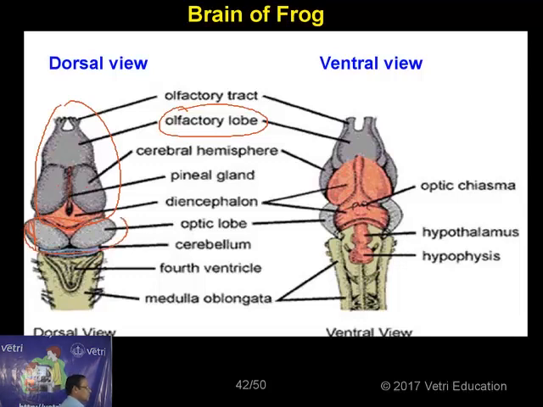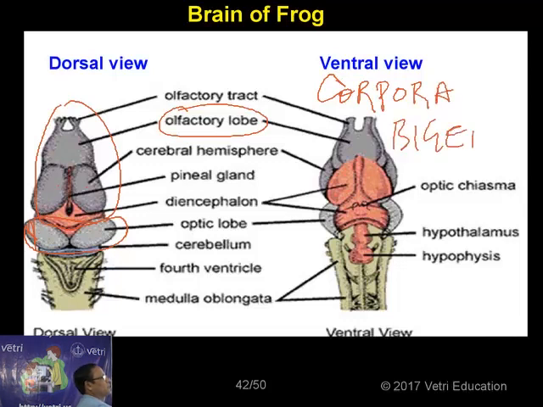This is what we call the midbrain. Now in the case of frog, the midbrain is otherwise called corpora bigemina. Another name, corpora bigemina. In the case of human beings, it is called corpora quadrigemina. There are 4 lobes. Here only 2 lobes. Now remember, the midbrain of frog is formed of 2 optic lobes. Another name for that one, corpora bigemina.